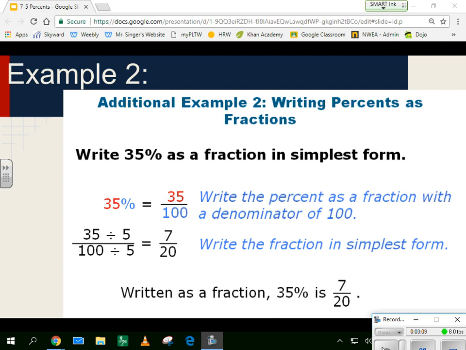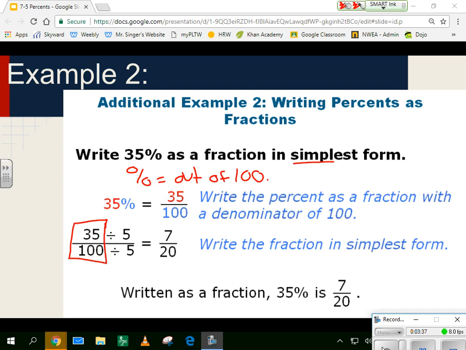So if I told you to write 35% as a fraction in simplest form, obviously, because we had to simplify it, remember that percent means out of 100. Percent equals out of 100. So if we're ever dealing with fractions, your denominator all of a sudden is 100 because that's always your whole. So 35% is just the same as writing 35 over 100.